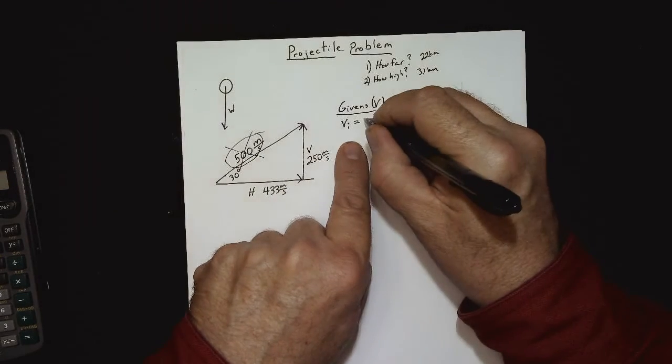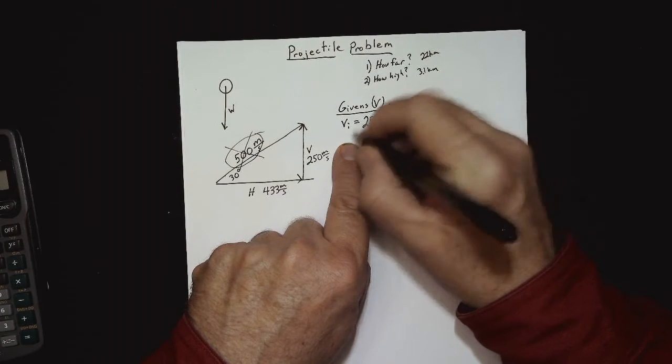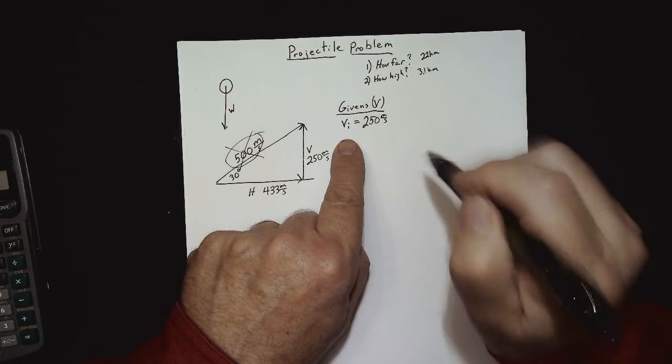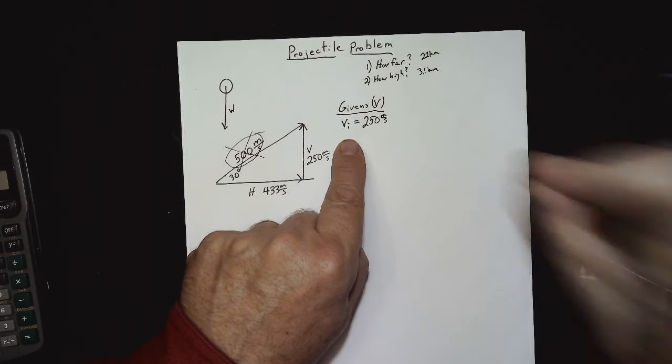So our VI is 250 meters per second. Well, what is its velocity going to be when it gets back to the ground? And I don't mean after it's landed.